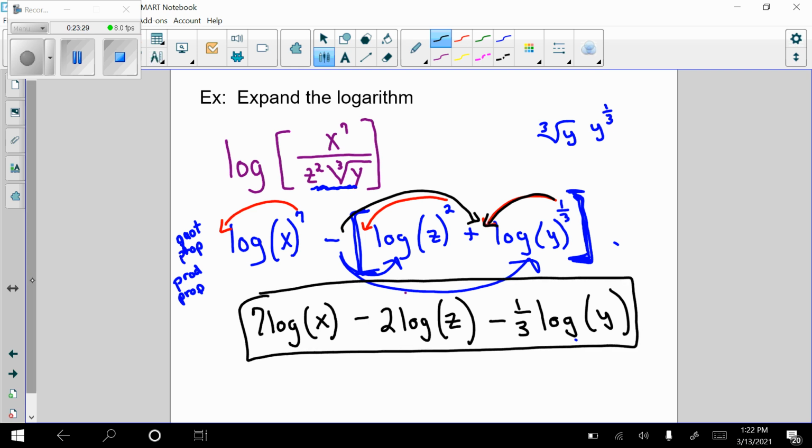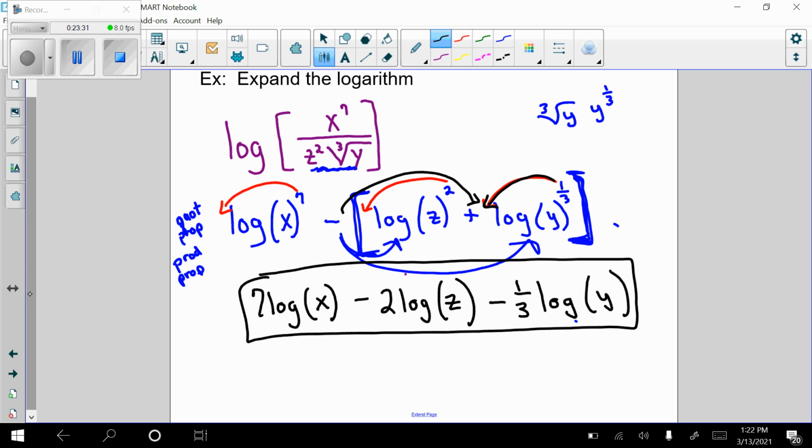You have a few of these to do, I believe, on a worksheet. So just make sure you're showing a couple steps on the harder ones if you want full credit on that assignment.